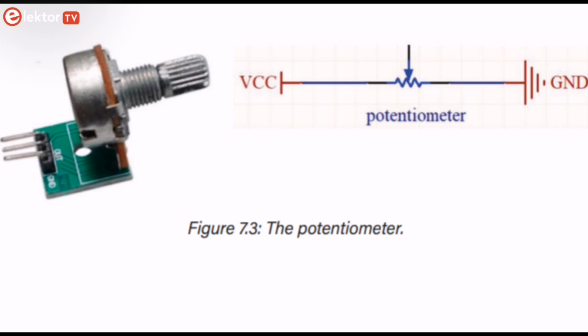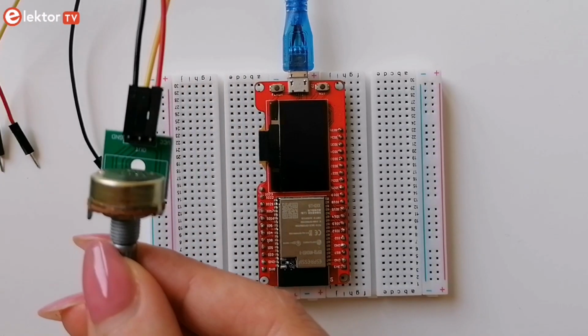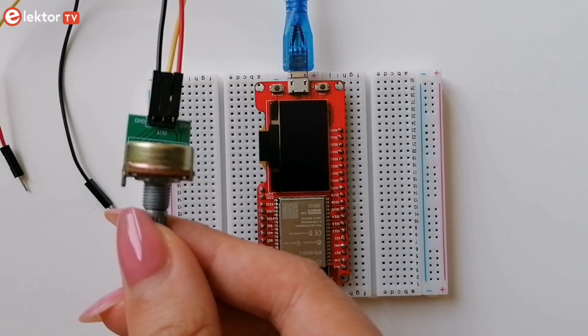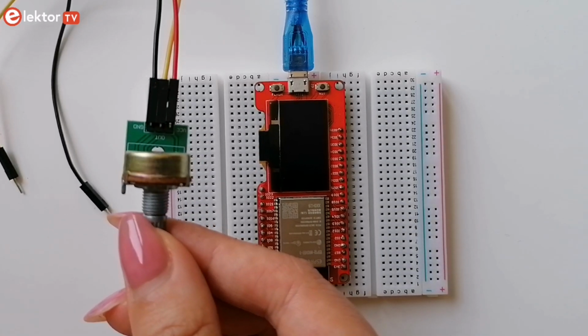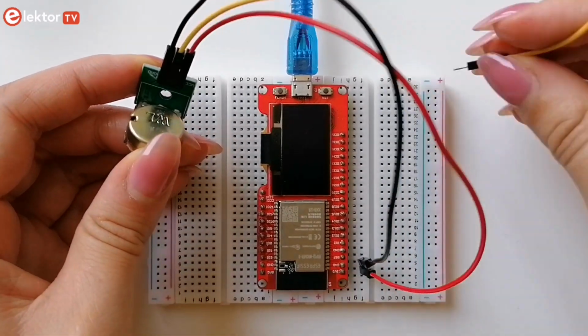As shown here, a potentiometer is a three-terminal device with pins VCC, ground, and out. The voltage to be measured is applied to analog input 39. Make sure that the input voltage doesn't exceed about 3.3 volts. If you need to measure higher voltages, then you can use resistive potential divider circuits at the input of the ADC. We will use a breadboard and a few jumper wires. In our example, the potentiometer supplied with the MakePython ESP32 Dev Kit is used to vary the voltage.